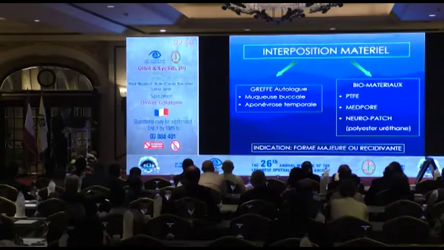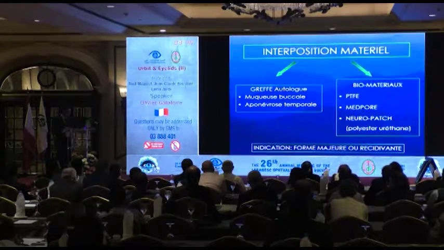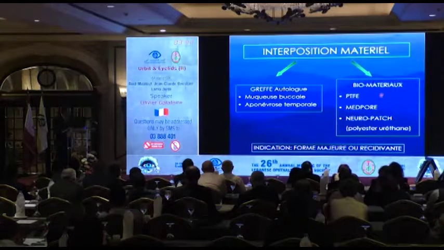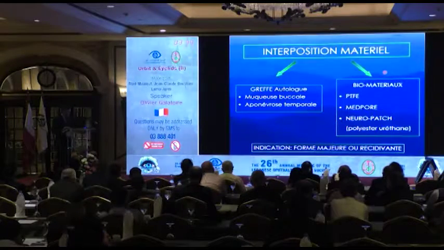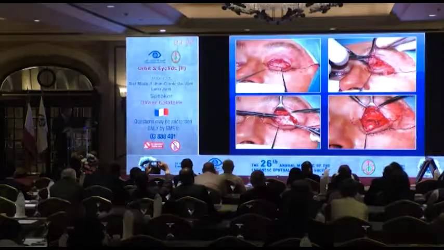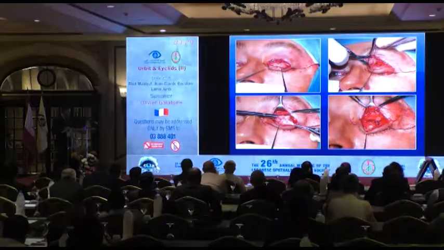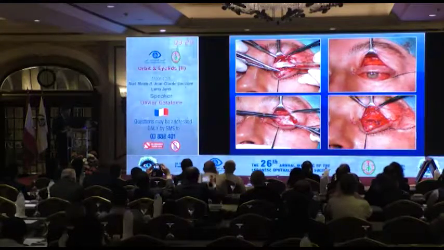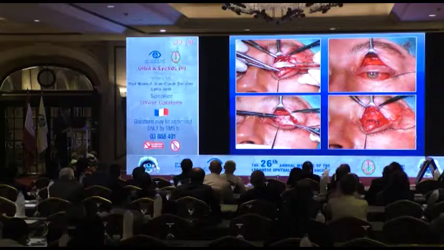When the retraction is very, very patent, we can make an anteposition of material, which can be a graft or biomaterial if necessary, but I don't like biomaterial very much because of the risk of exteriorization. We can use mucosa graft or aponeurosis, temporal aponeurosis graft for very important retraction. Here is a case, as you can see, the same approach, and we just put in place a part of aponeurosis on the conjunctival and Müller muscle plane.